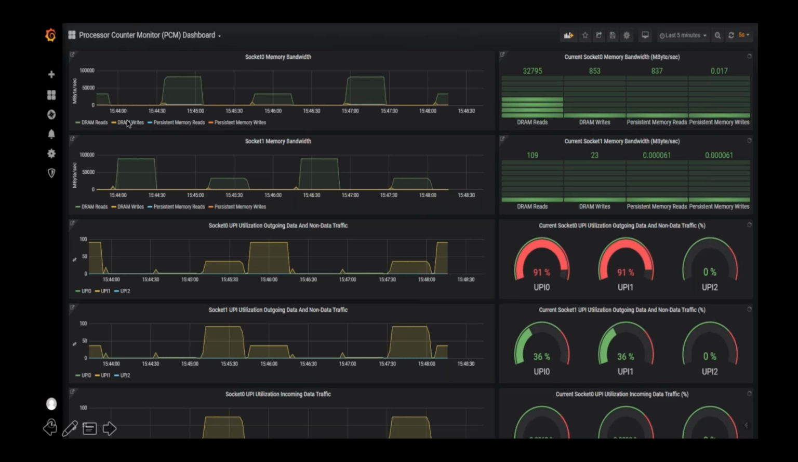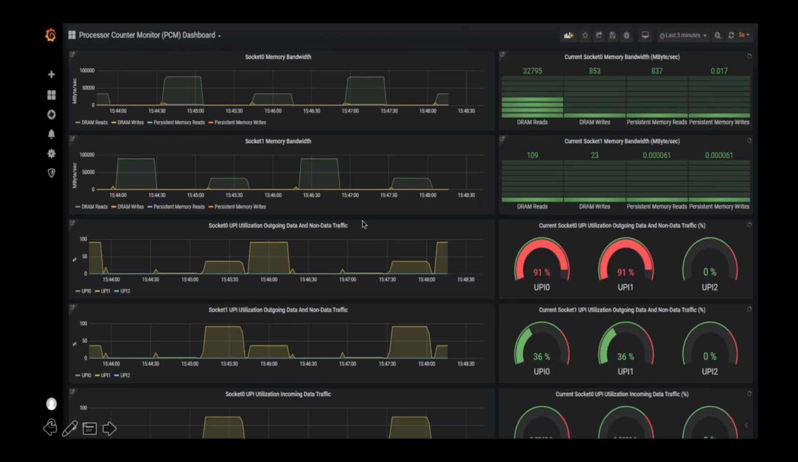In this case, I'm looking at dynamic DRAM reads and writes and persistent memory reads and writes for each CPU. We can also look at what's happening over your UPI channels, there's all sorts of goodies. This is just a screenshot. It's about 8 screens deep. So it's not the nicest user interface, but it certainly has a lot of cool and useful information.